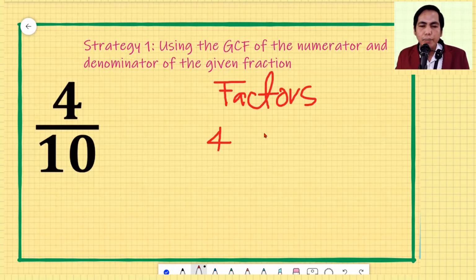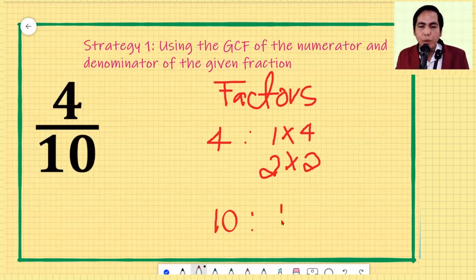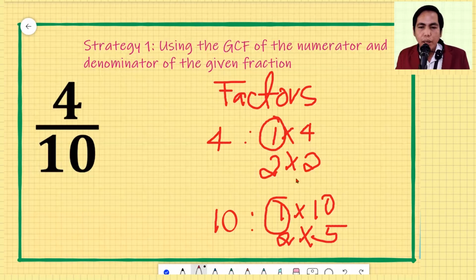We can have 1 times 4. We can also have 2 times 2. So therefore, the factors of 4 are 1, 2, and 4. But for 10, we can have 1 times 10 and 2 times 5. So the factors of 10 are 1, 2, 5, and 10. So among the factors of 4 and the factors of 10, the common factors are 1 and 2.